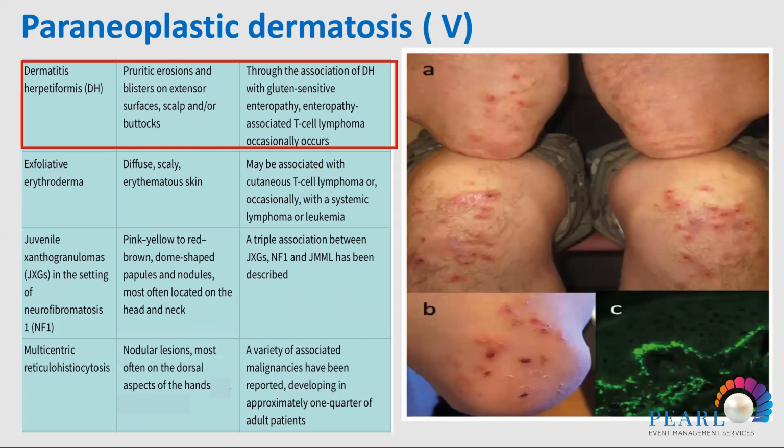With regards to dermatitis herpetiformis, this is a cutaneous manifestation of gluten sensitivity. Patients may present with pruritic erosions and even excoriated papules, usually on the extensor surfaces. And again, we need to do a skin biopsy for those patients because sometimes dermatitis herpetiformis may be associated with T-cell lymphoma.